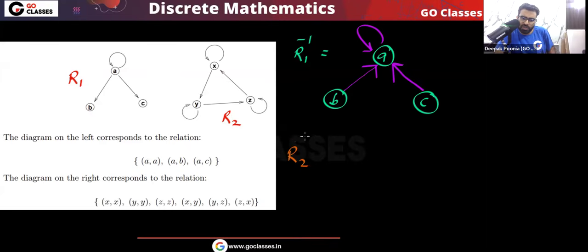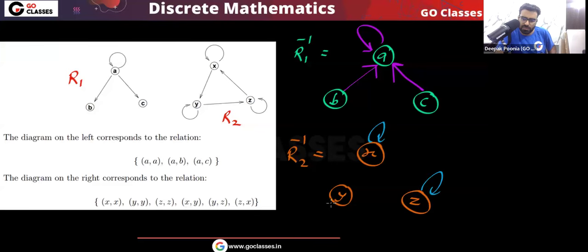What about the graph representation of R2 inverse? So we have X, Y, Z. The self loops will stay self loops. Next, here you have Y to Z, so it will become Z to Y. Here this is Z to X, so it will become X to Z. And here X to Y, so it will become Y to X. That's it. So this is the idea.